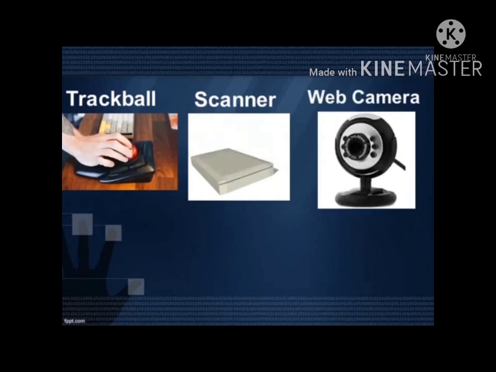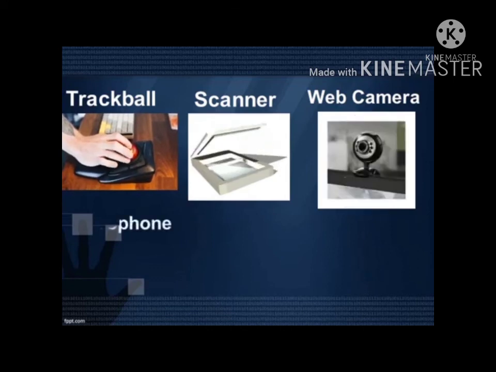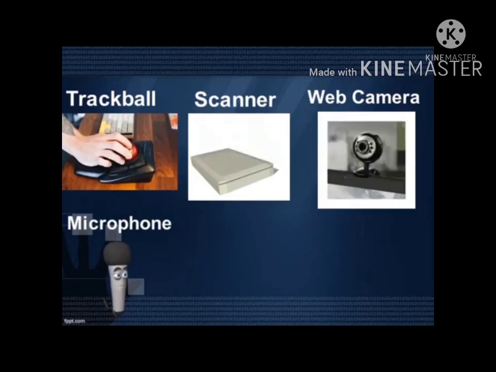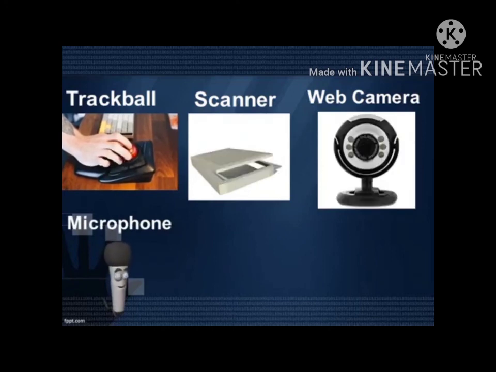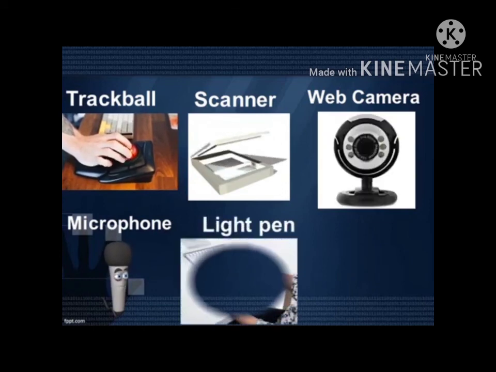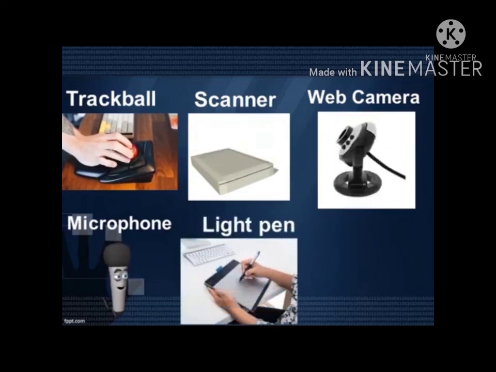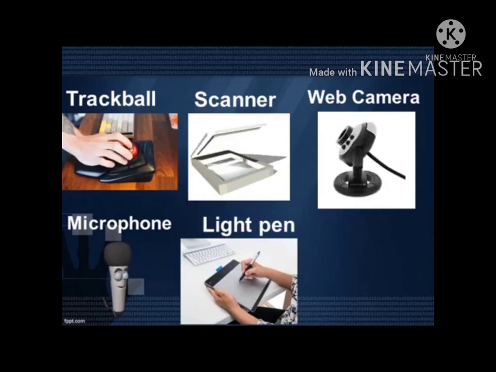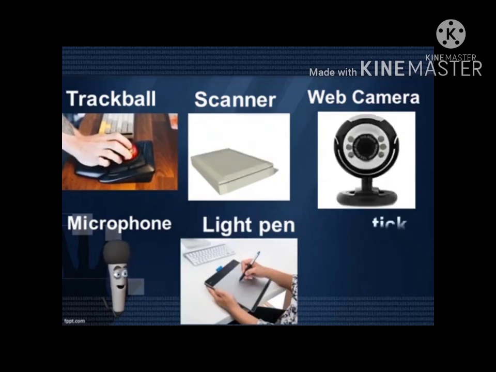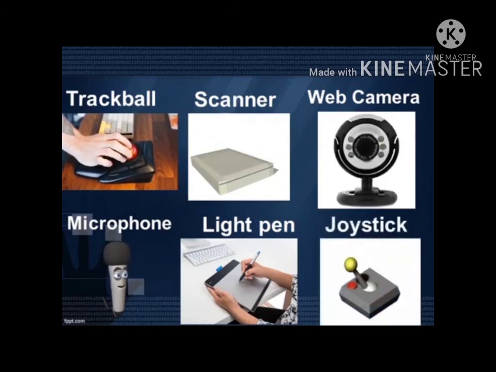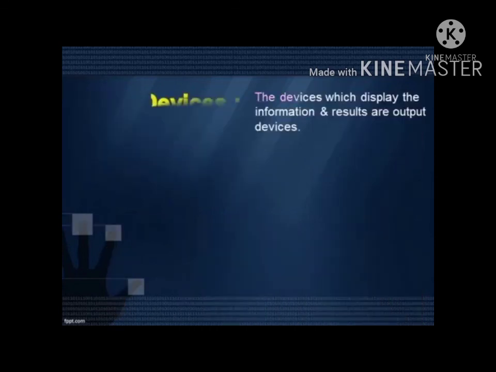Number 4. Microphone. A microphone is used to record our voice and other sounds into a computer. Number 5. Light pen. It looks like a pen that can be used on a special pad. Whatever you write on this pad can be seen on a monitor. Number 6. Joystick. It is used for playing games. It helps to move the item on the screen.